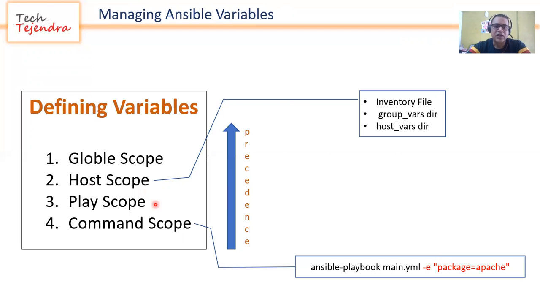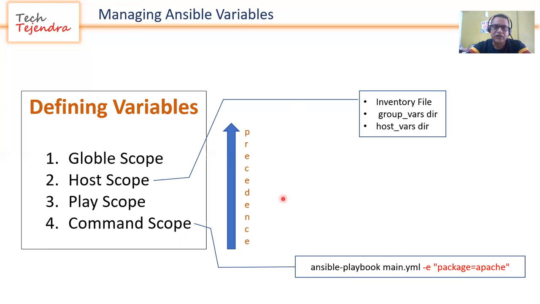Then we can define a variable in play scope, inside your playbook. Generally in a playbook, we define variables which are not exactly required for a host, for some decision making and other kinds of things, at the play scope. And finally we have the command scope. When we are executing either the ansible command or the ansible-playbook command, in that case we can also give the variable. Here I am showing the example. We are executing this command ansible-playbook, and this is our playbook main.yaml. With -e, we are defining the variable here, package=apache.